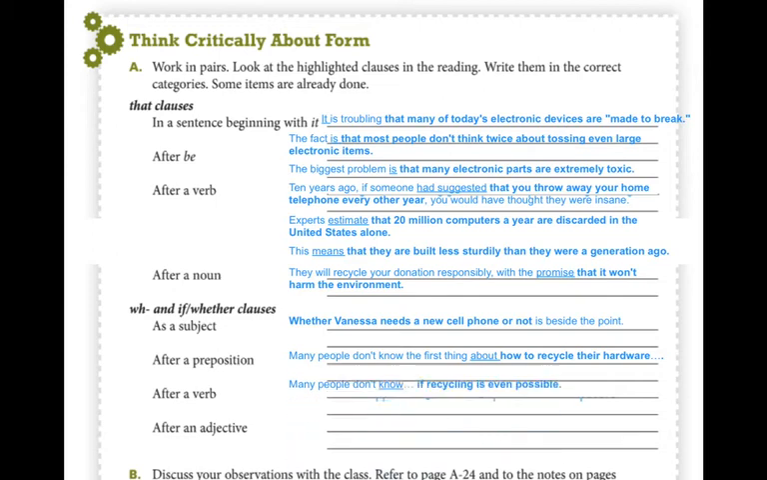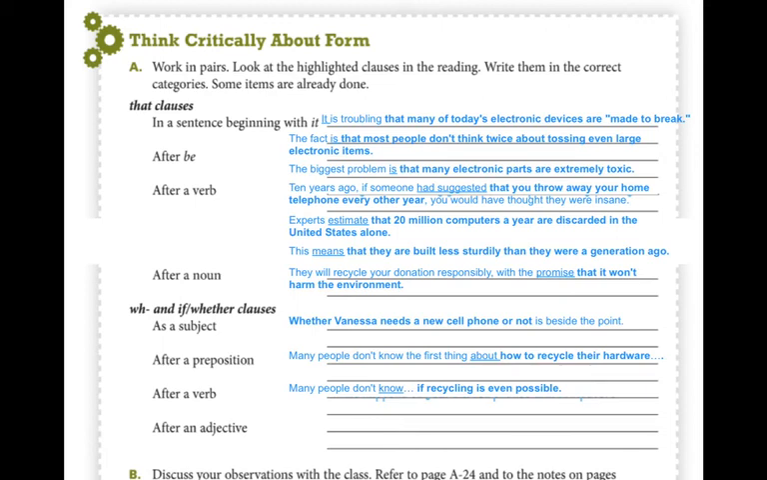After a verb, we see this example. It's in the same sentence, and it's the second part of the sentence. Many people don't know if recycling is even possible. Here we have know, so we can know many things. Know is a transitive verb, so here we have the object as a noun clause. If recycling is even possible.